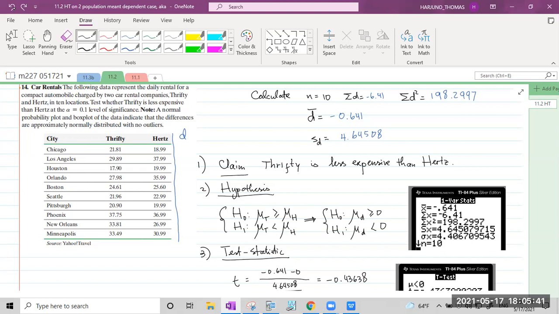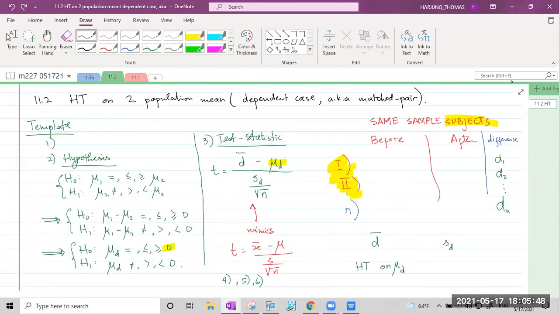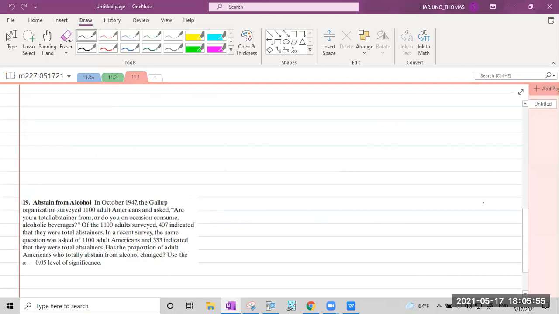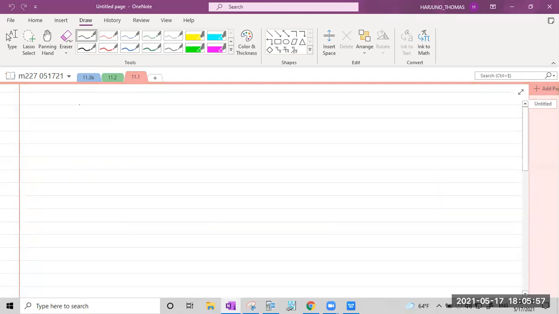Okay, now that's for 11.2. That's for hypothesis testing on two population means, dependent case or matched pair case. How about 11.1? 11.1 is hypothesis testing on two population proportions. It's P1 minus P2.